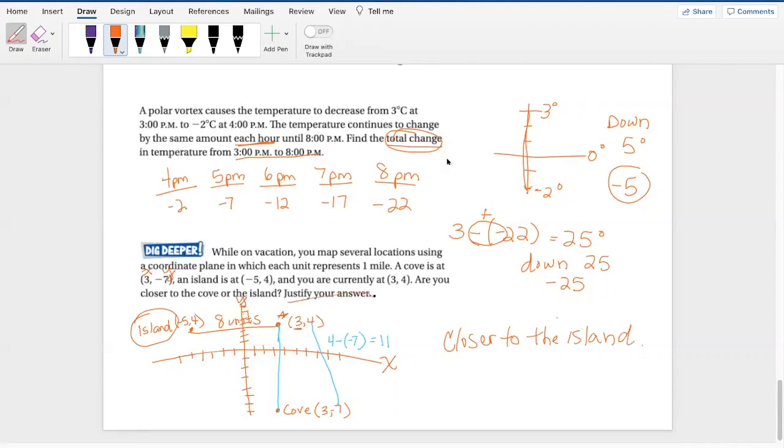Justify your answer. Well, the cove is 11 units away. The island was 8. So 8 is closer.